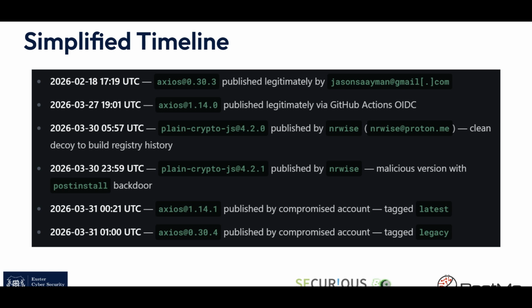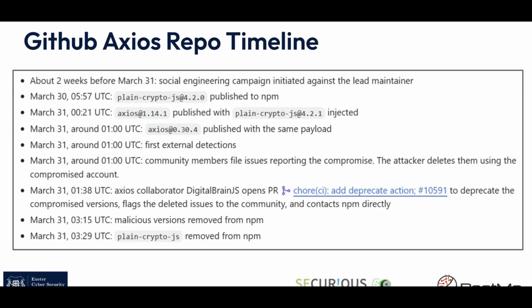Then plain-crypto was published by some NRWise Proton, which is probably not his name or anything related to him. So, a clean decoy, then they publish the malicious version, and then they publish from the compromised account, and they tag that latest and legacy, same as the two versions released a bit before, but this time they were malicious.